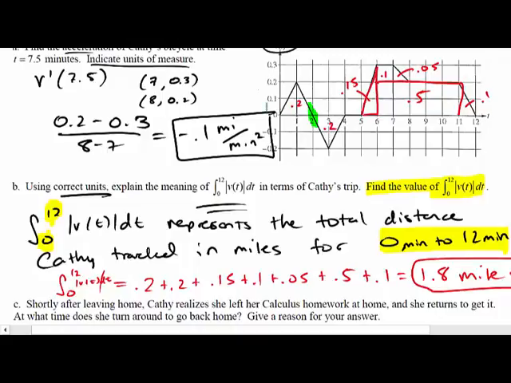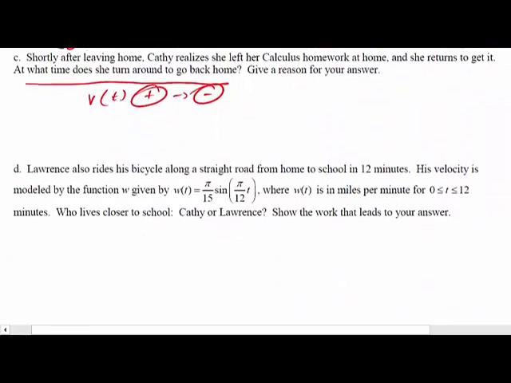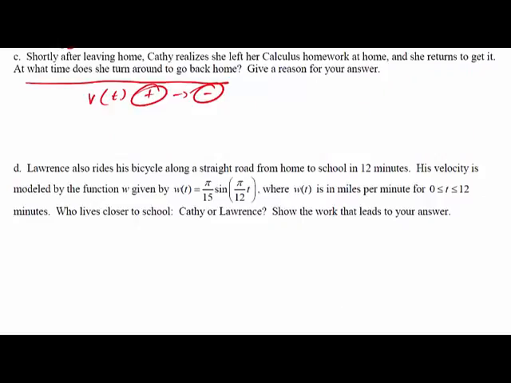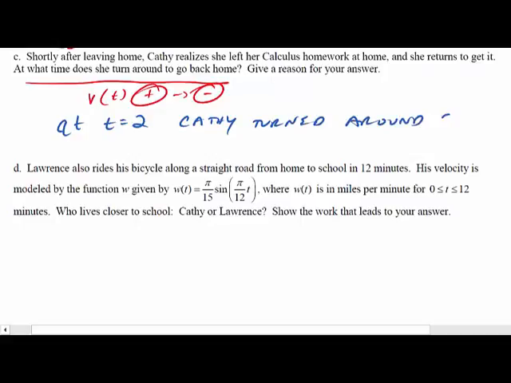Velocity changed from being in the positive values to the negative values. So at 2. So we want to write: at t equals 2, Kathy turned around since v of t goes from positive to negative.